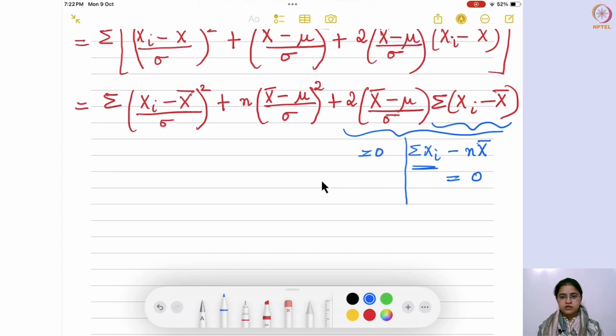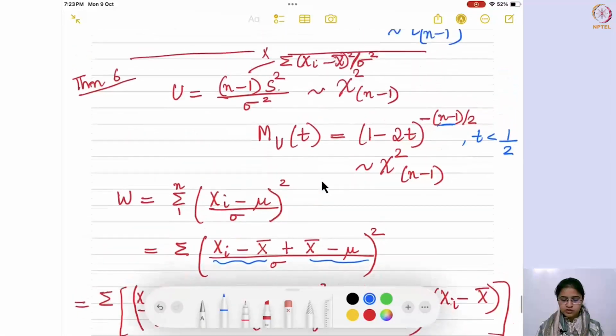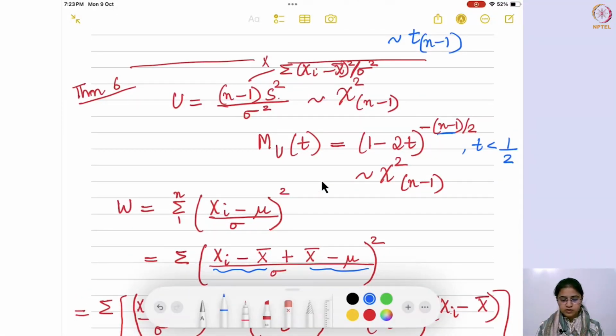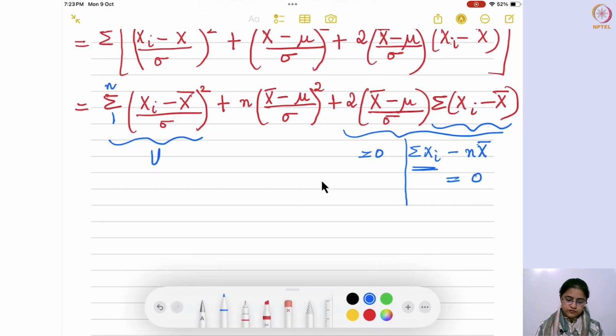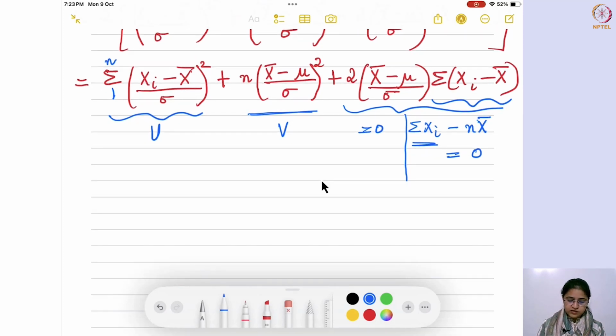Okay, what is happening in these two terms? Let us see. This is basically your U, right? Summation (xi minus x bar) by sigma whole square. This is our random variable of interest. And what do you see from this side? If we denote this by V, so V is basically what we have done here.